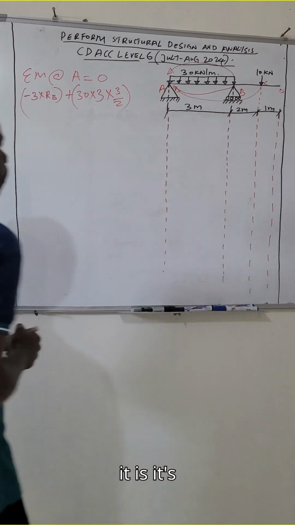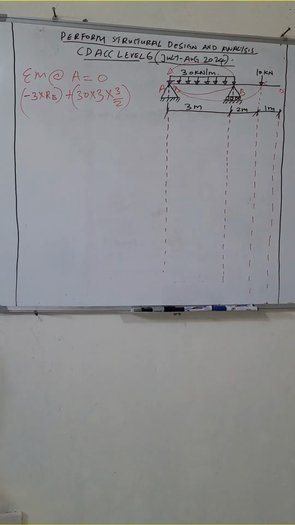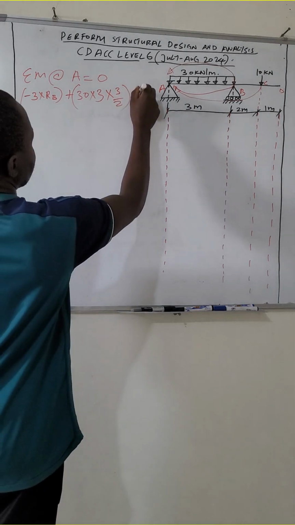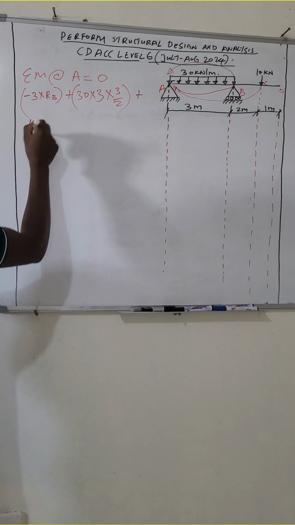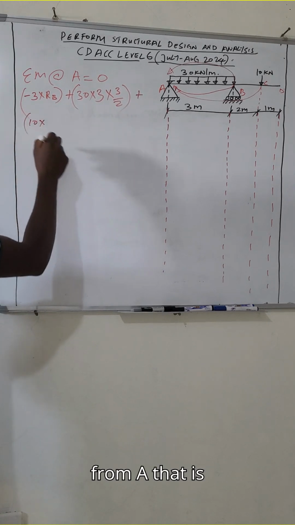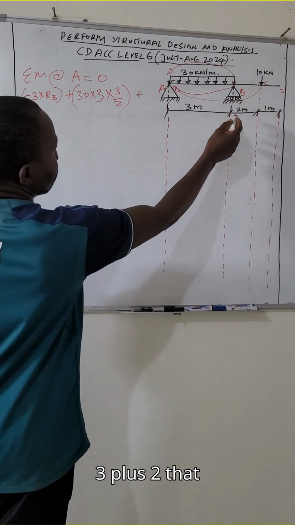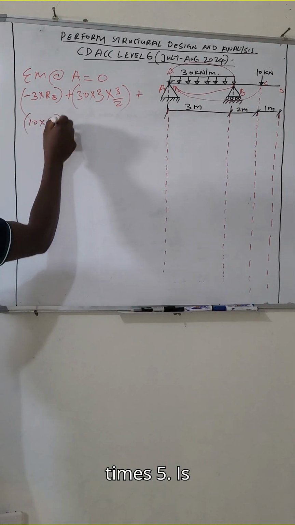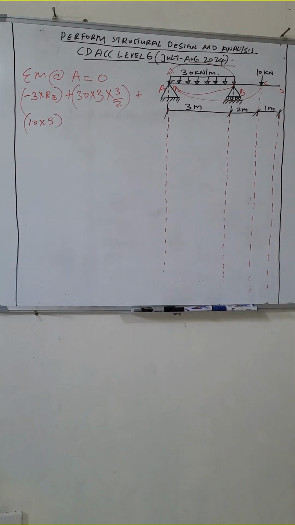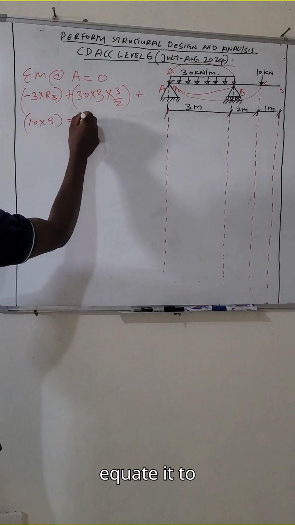And then we have a 10 kilonewton force in this direction. It's moving in a clockwise direction, so it's plus 10 times the distance from A, that is 3 plus 2, that is 5. So 10 times 5. Is there any other force? No. So we equate it to 0.